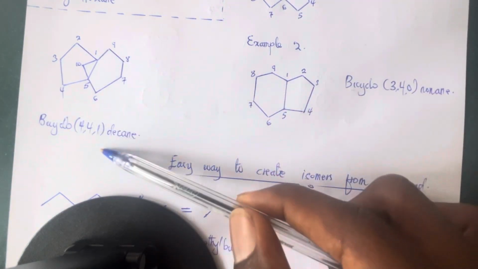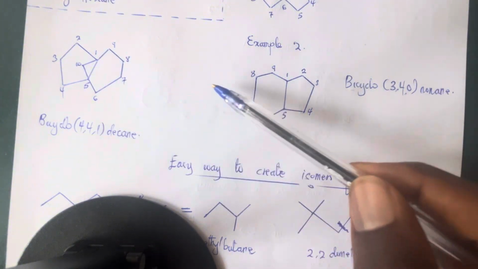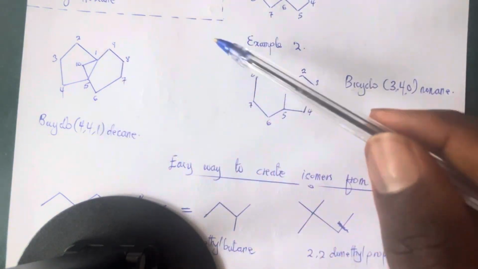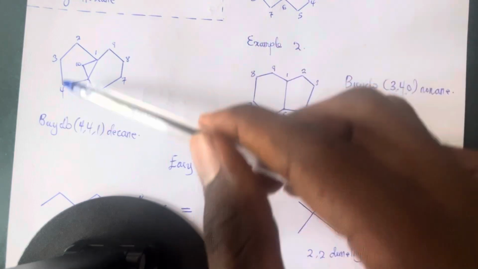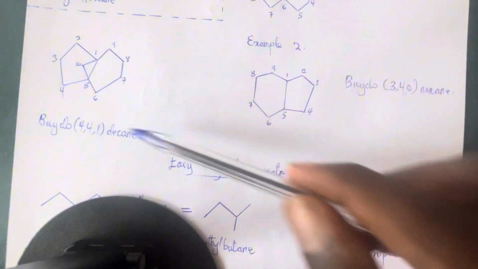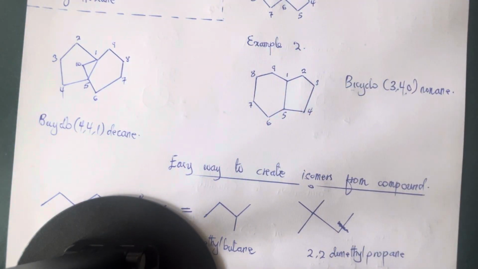So bicyclo 441 decane, because after numbering the organic compound, we are going to get 10 carbons in the system. Always note that we are going to ignore the boundaries between them. So we are going to get a 10 carbon compound, which is actually a decane. So bicyclo 441 decane.